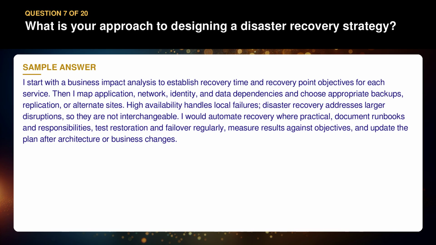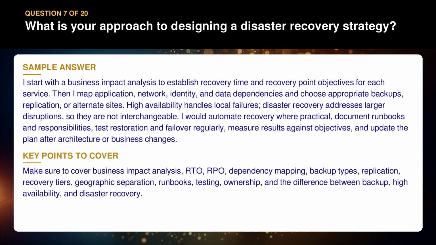Disaster recovery addresses larger disruptions, so they are not interchangeable. I would automate recovery where practical, document runbooks and responsibilities, test restoration and failover regularly, measure results against objectives, and update the plan after architecture or business changes. Make sure to cover business impact analysis, RTO, RPO, dependency mapping, backup types, replication, recovery tiers, geographic separation, runbooks, testing, ownership, and the difference between backup, high availability, and disaster recovery.